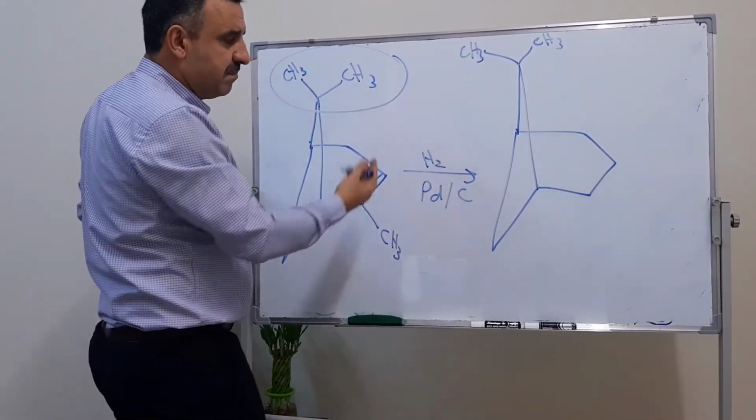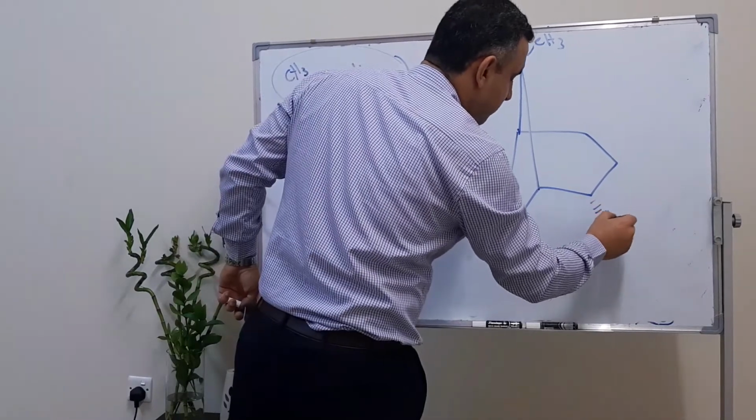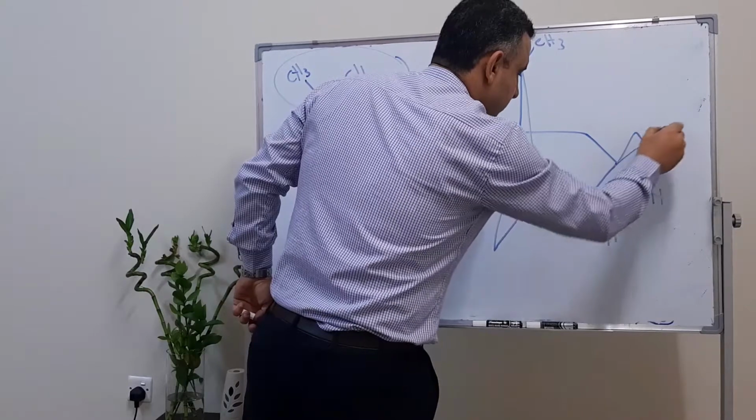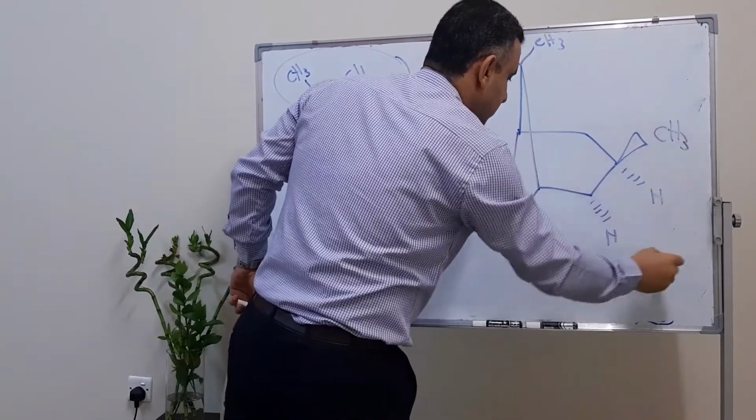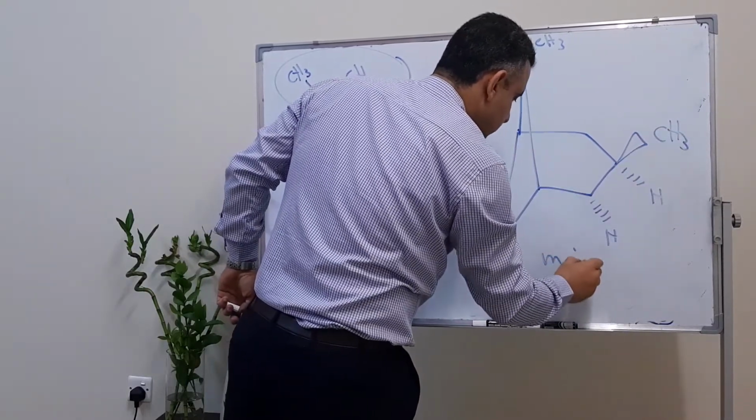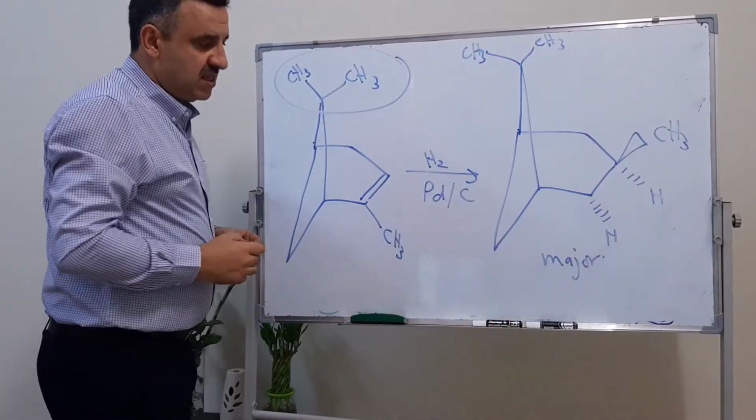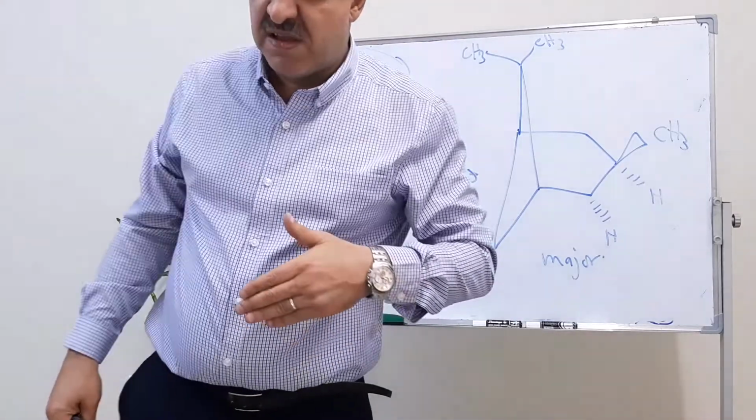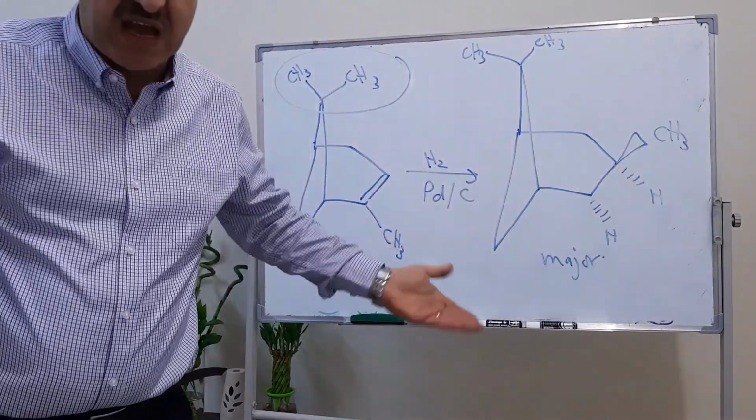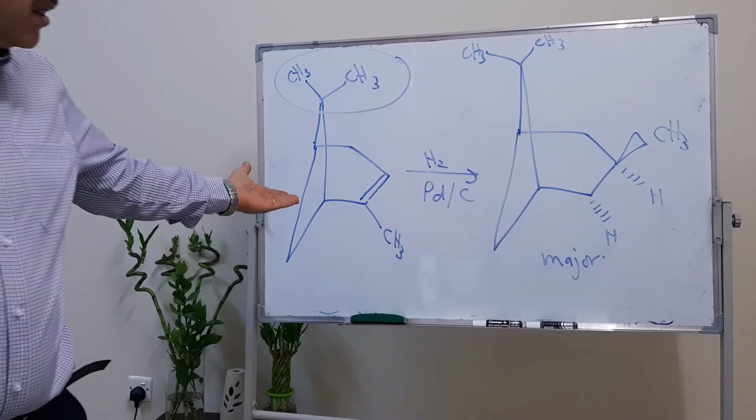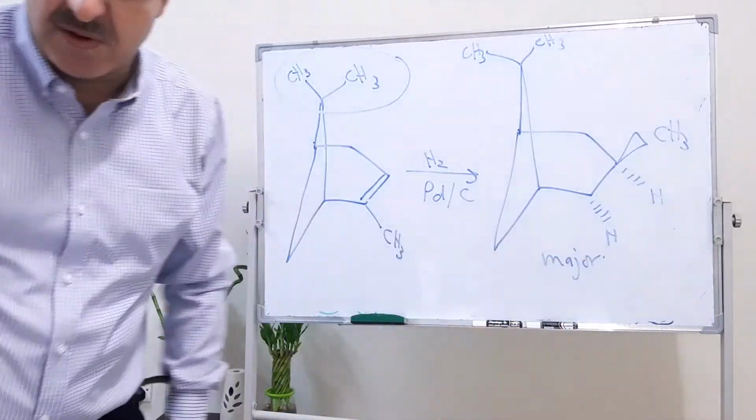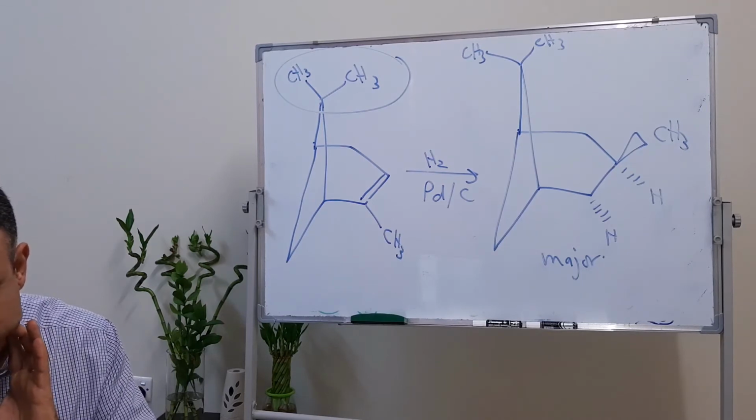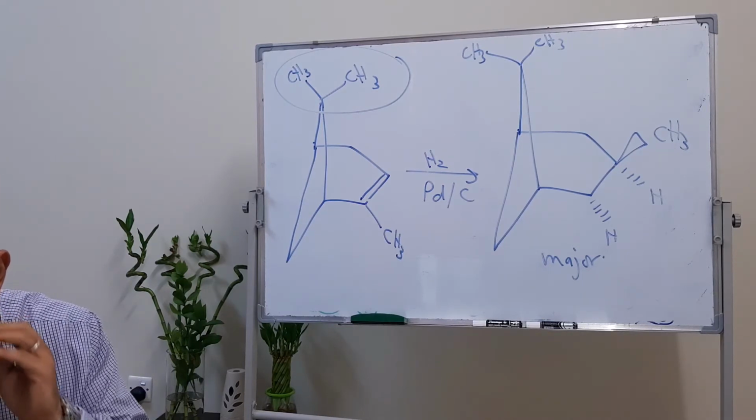So if they're coming from below, that means the hydrogens will be here. That means this methyl must be above the plane. So this will be the major product. As you can see, the two hydrogens will definitely prefer the less repulsive possibility. In this case, attacking from below the plane will have less repulsion compared to attacking from above the plane. Is that clear, guys?